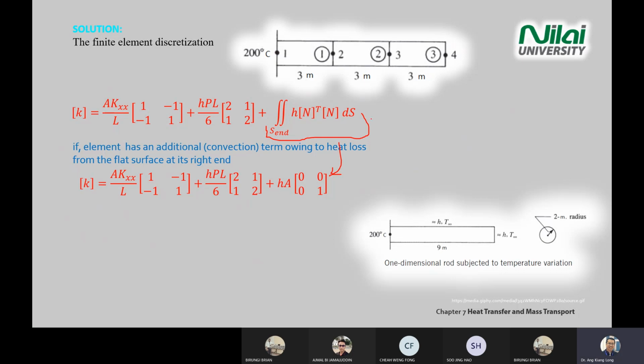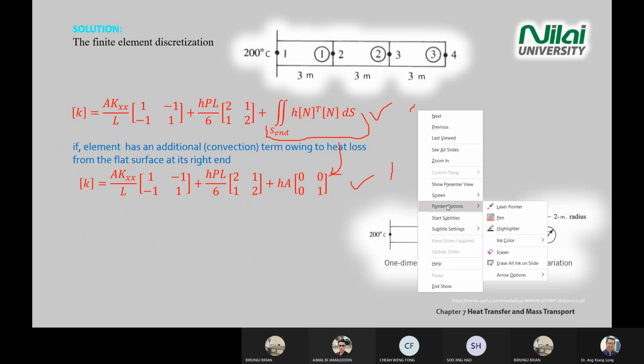HA0001. So in the exam, if they give me this equation and this equation, this one is 1 mark, this one is 1 mark. So if you didn't write this one, well, you only get 1 mark if you write the second one. Okay.